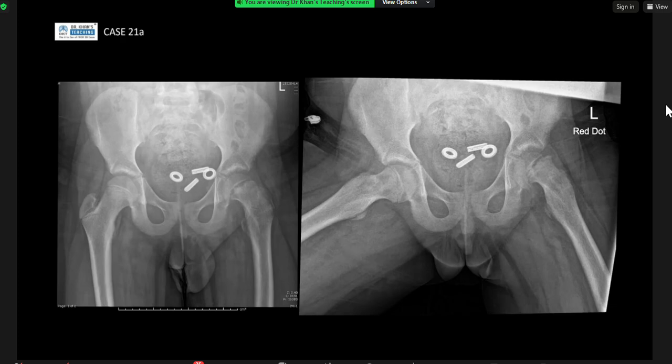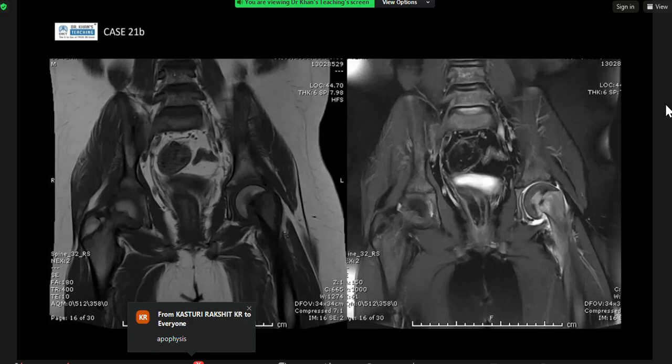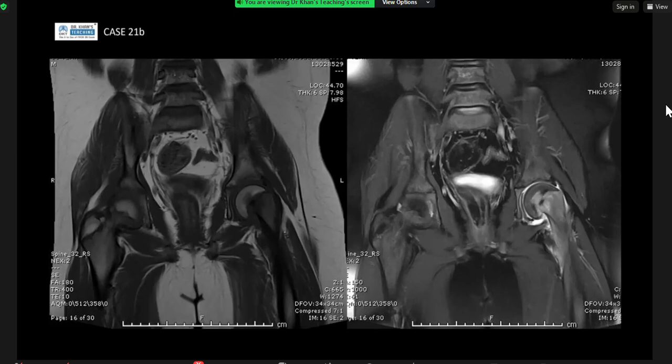Okay, so you've got another, an MRI that was done. Does it confirm or refute your diagnosis? Yes, it confirms. The femoral head epiphysis is subluxed posteromedially with joint effusion, and findings are suggestive of slipped capital femoral epiphysis. Yeah, good.